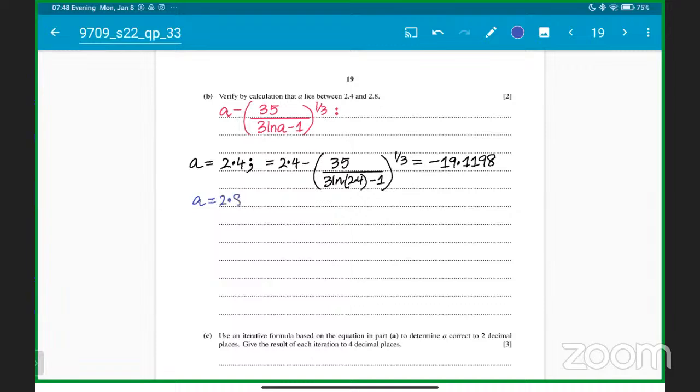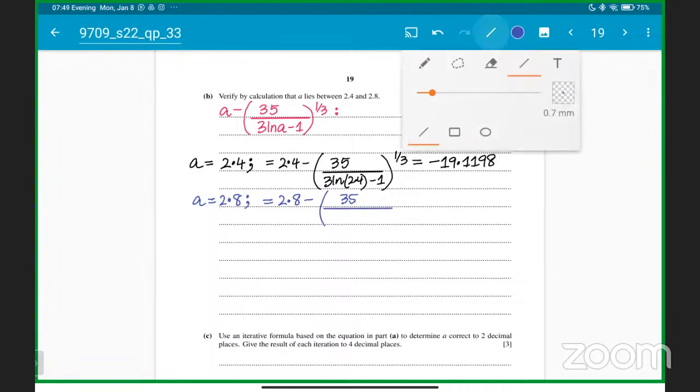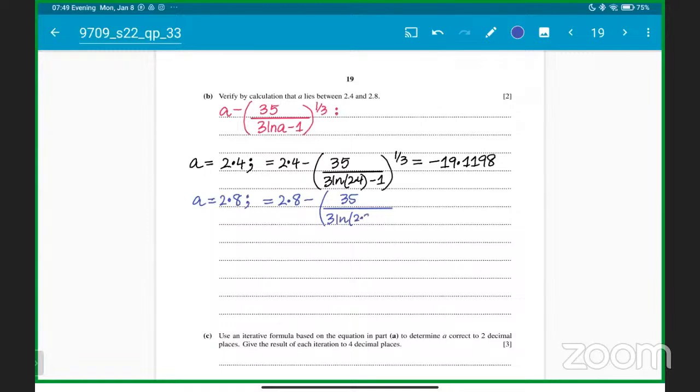A is equal to 2.8. So it will be 2.8 minus 35 divided by 3 times ln of 2.8 minus 1. Okay, clear on this? So you just put in the value of 2.8 now. No, I'm getting a negative. Must have made a silly mistake. Where is the power of cube? I have not done the power of cube. Make sure you put it in the calculator carefully. You have to do the power of 1 over 3. Yeah, this one is coming negative.